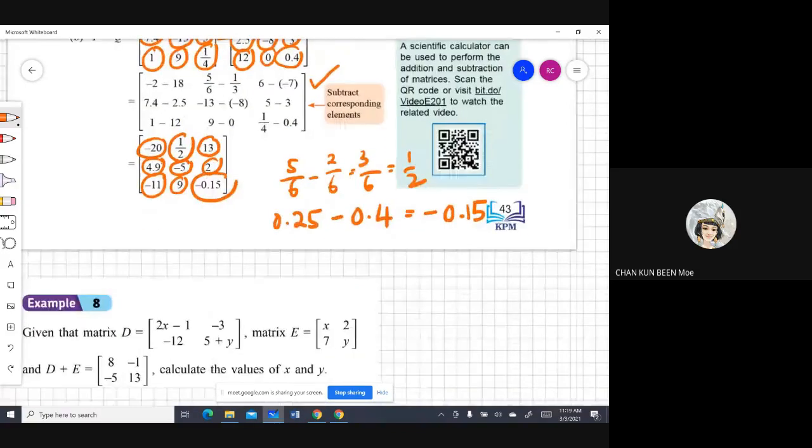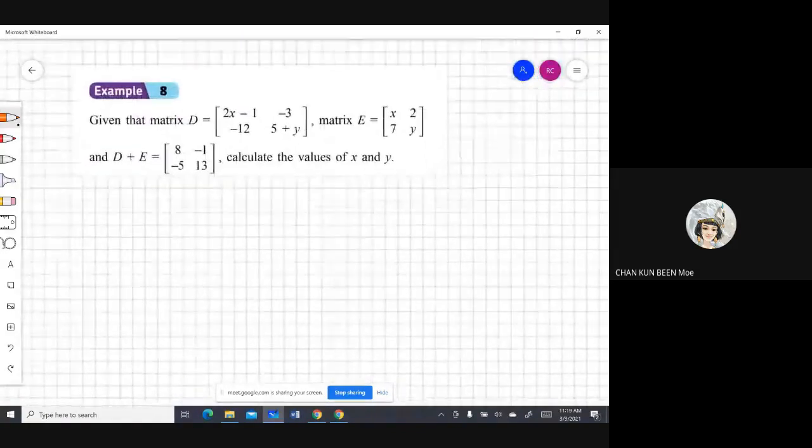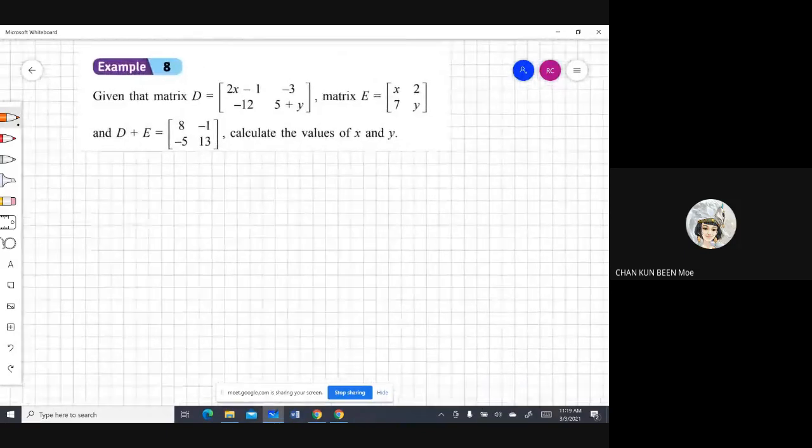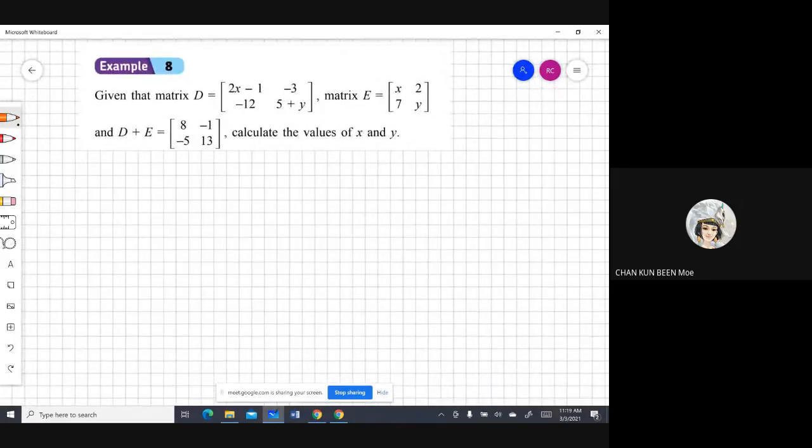Now we move to the next example. You're given a variable, or unknown, right now. This is example 8. Given that matrix D is this 2 by 2 matrix, and matrix E is also a 2 by 2 matrix, D plus E is equal to the answer given: 8, negative 1, negative 5, and 13. Calculate the values of x and y. So you have to find the values of x and y.